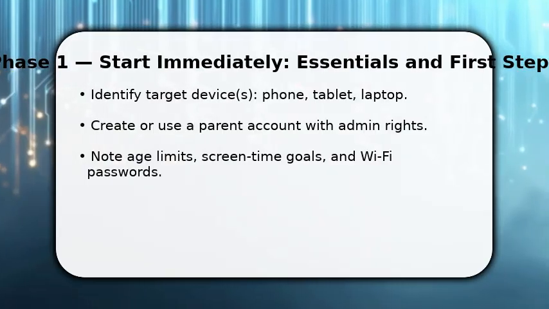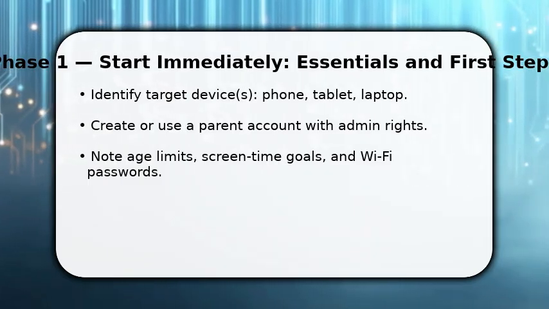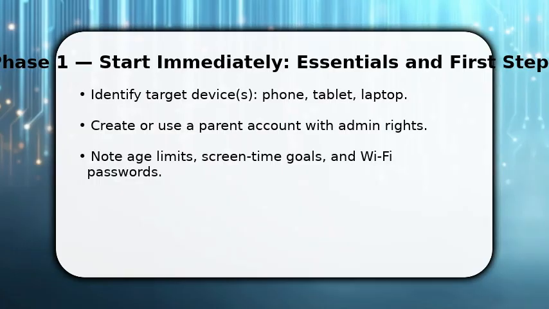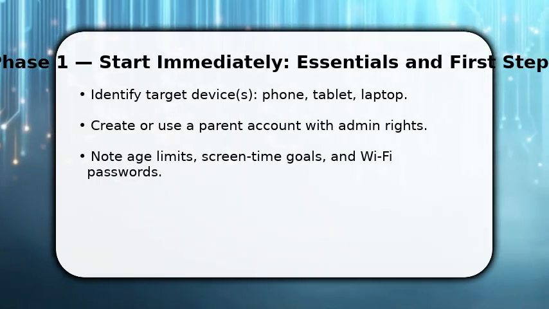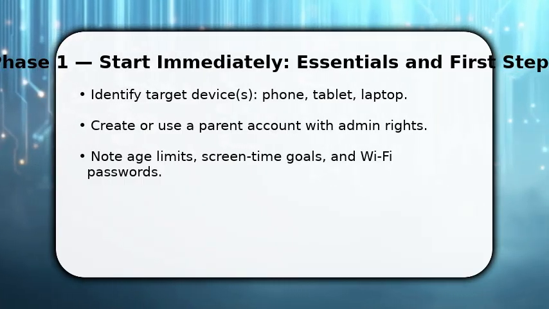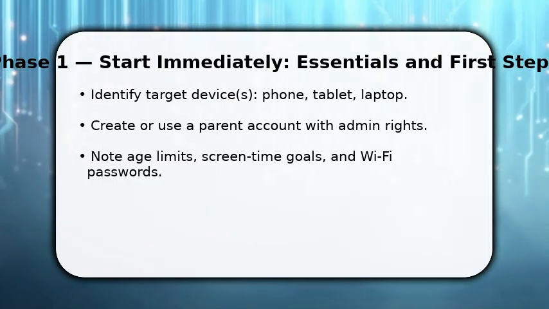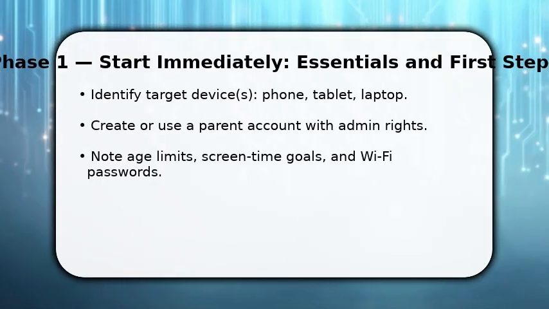You begin by picking the device and confirming you have an admin account. This speeds setup and prevents lockouts. Once done, create a dedicated child profile or family group so rules apply centrally. You'll want to record passwords and preferred age settings up front because making changes later is slower.